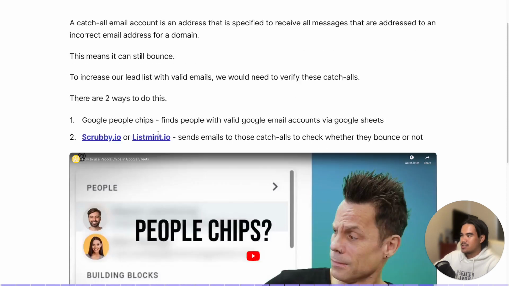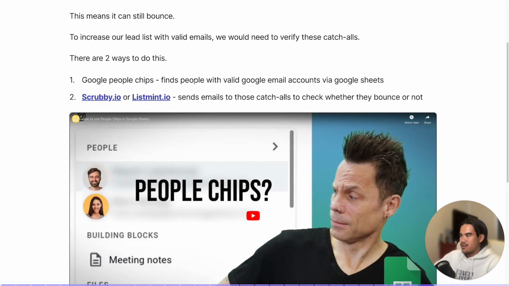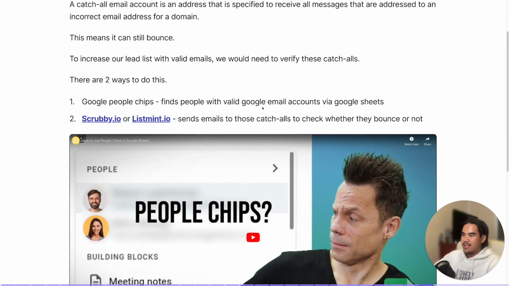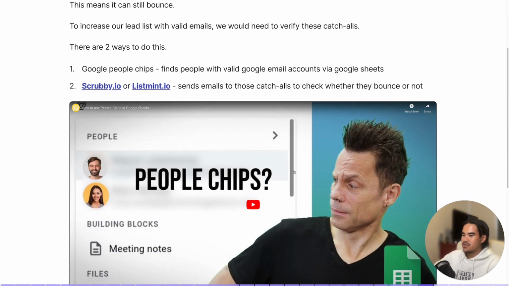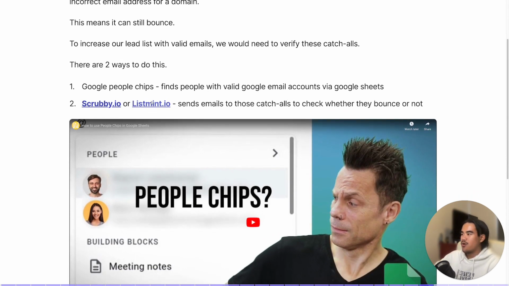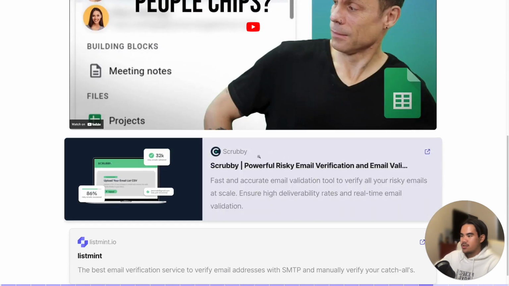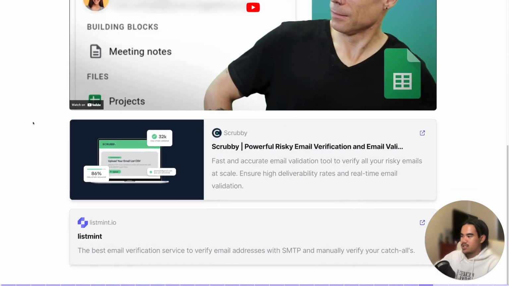There are two ways to do this. The Google People Chips method, which finds people with valid Google email accounts via Google Sheets. So here's a quick YouTube video on how to do that. Or you could use a third-party service like Scrubby.io or Listmint.io, which sends emails to those catch-alls to check whether they bounce or not. So yeah, here's Scrubby and here's Listmint.